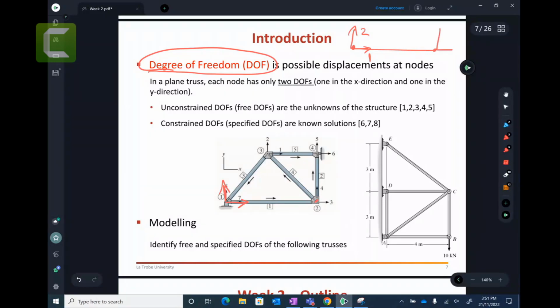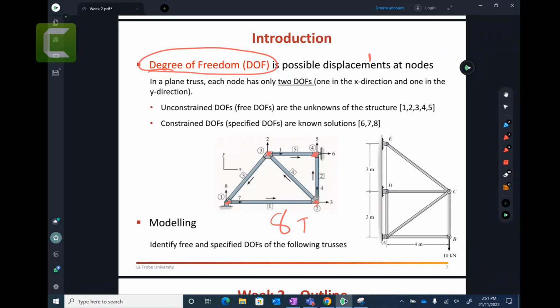Similarly, here you have 3 and 4, where X is 3 and Y is 4. So that node can go left and right, and up and down. Each element has 4 degrees of freedom, or you can put it that each node has 2 degrees of freedom. How many nodes do you have? Node number 1, 2, 3, 4. So there are 4 nodes, and the total degrees of freedom here is 8. Everyone agree with me?